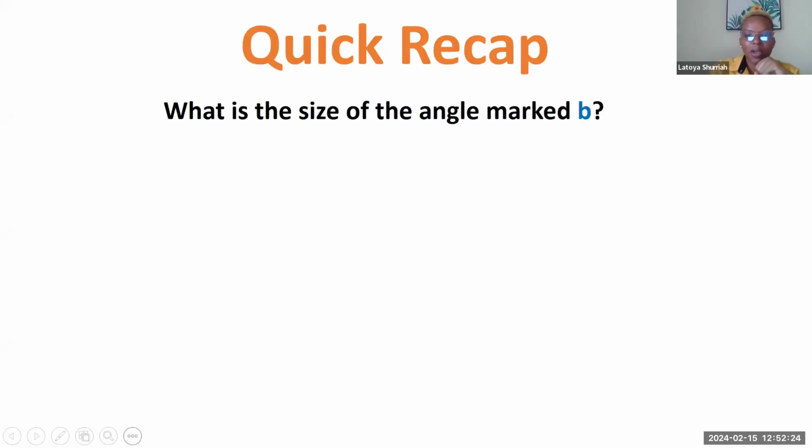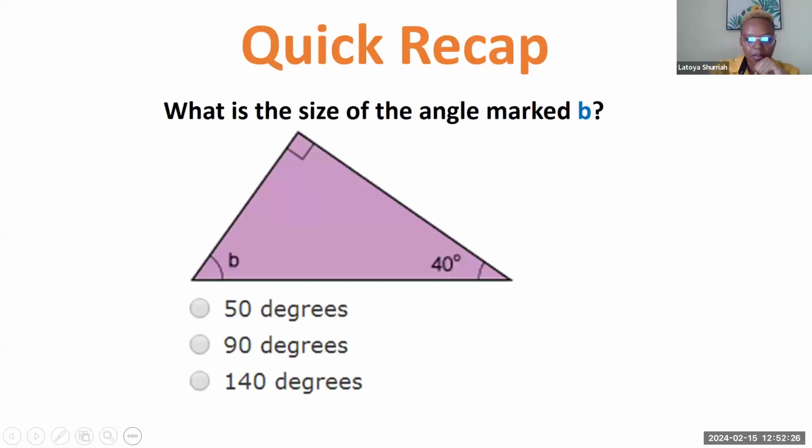So we're going to take a quick recap. And this is easy. We know this already. Come, just roll off angle B. Quick and fast. What's the value of angle B?